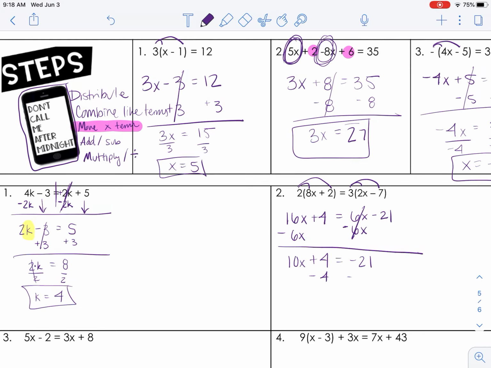Then we're going to do our add or subtract. So I've got to subtract 4 on both sides. It's going to get even more negative, so it's going to be negative 25. And then x is being multiplied by 10, so we have to divide. And I get x equals negative 2.5.